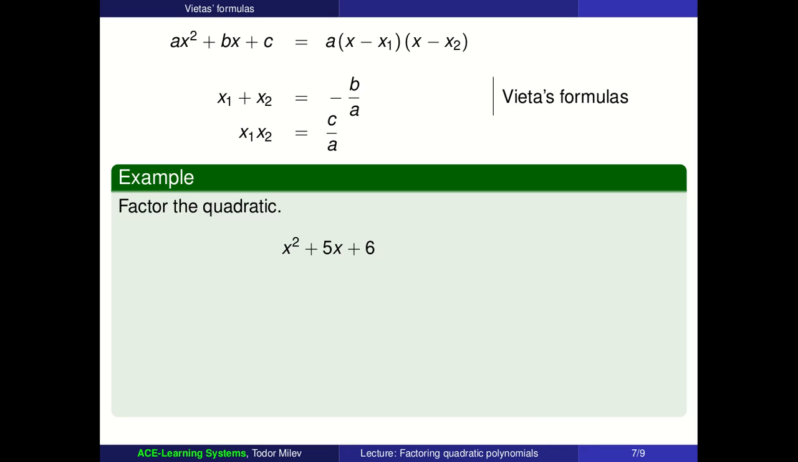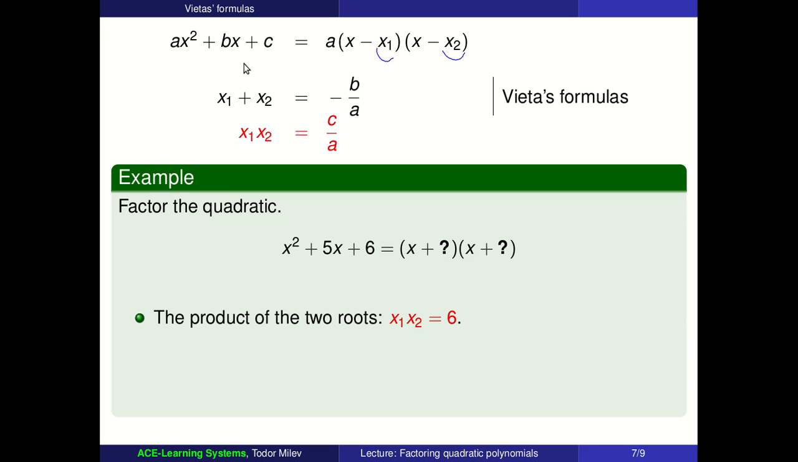Okay, now let's use Vieta's formulas to quickly factor the quadratic x squared plus 5x plus 6. In order to factor that quadratic, we can use Vieta's formulas. So we need to guess the two roots, x1 and x2, which make this factorization work. So we need to guess the number x1 and the number x2, such that x1 times x2 is c over a. And we need to guess numbers x1 and x2, such that x1 plus x2 is minus b over a.